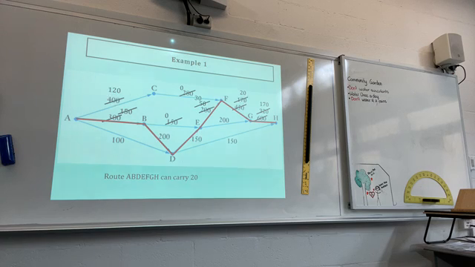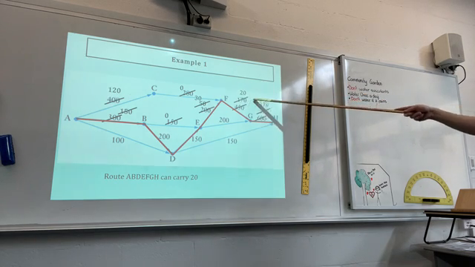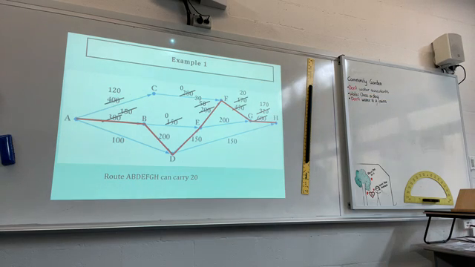See, every time I do a new road, everything with 0 is not there anymore. Right, so the next one is A, B, D, E, F, G, H. And that is the maximum capacity, 20. So get rid of that. That's 0. And then change everything else.